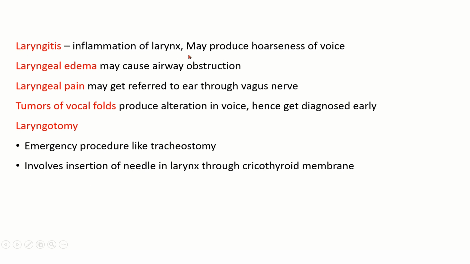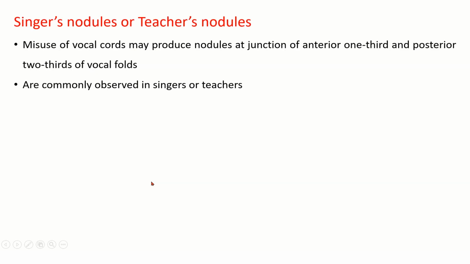Laryngitis is the inflammation of the larynx and may produce hoarseness of voice. Laryngeal edema may cause airway obstruction. Laryngeal pain may get referred to the ear through the vagus nerve. Tumors of the vocal folds produce alteration in voice, hence get diagnosed early. Laryngotomy, an emergency procedure like tracheostomy, involves insertion of a needle in the larynx through the cricothyroid membrane.